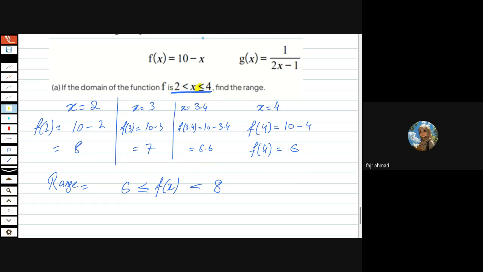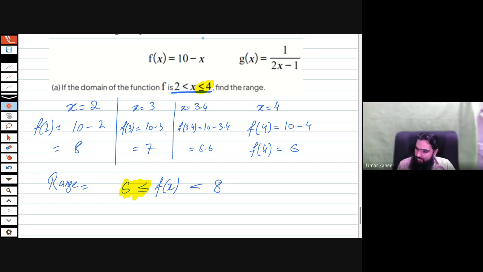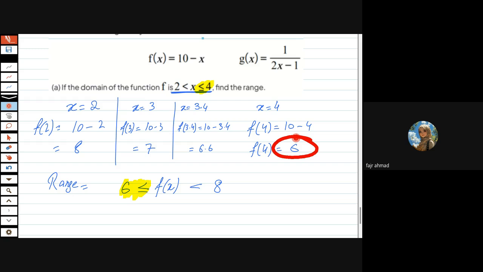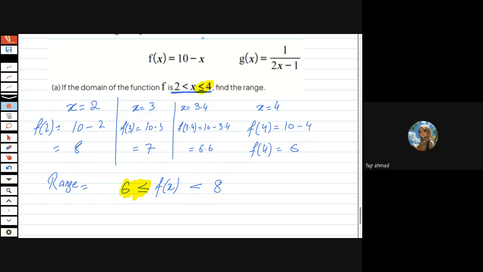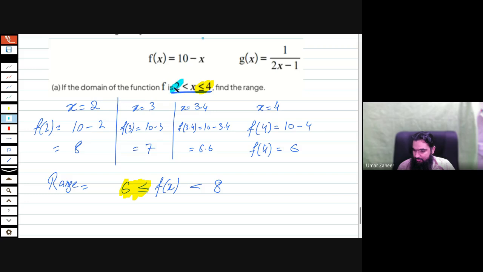So why did you put it on 6 instead of 8? See, the less than or equal to, because the output of 4 is 6. That's why. And the output of 2 is 8. When I substitute 2, the answer is 8. That's why.